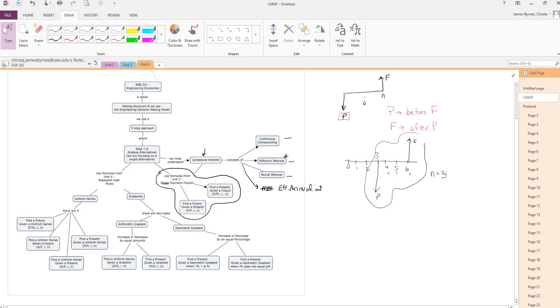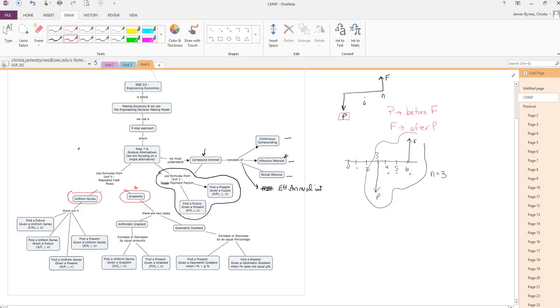Now, where are we going? Well, we're going into the brave new chapter, which is the meat and potatoes. Chapter 3 and 4, as I've told you before, is the heart and soul of the course. Okay, Chapter 4 has 2 lessons. Lesson number 1 is uniform series. Lesson number 2 is gradients.